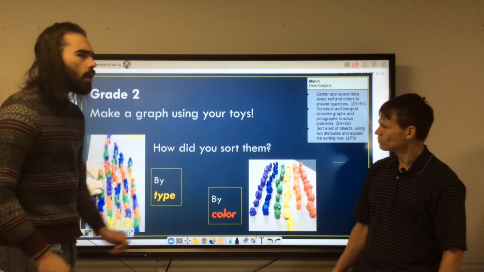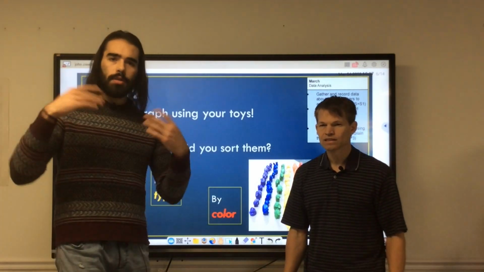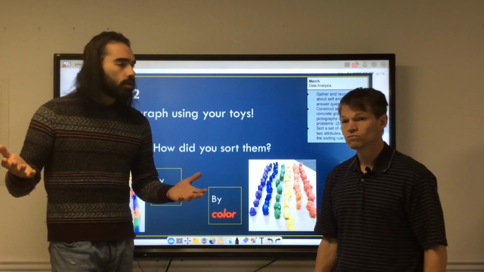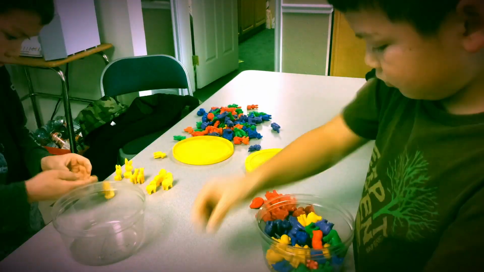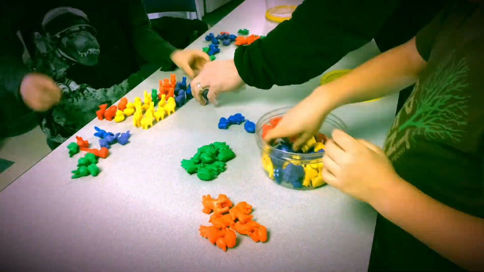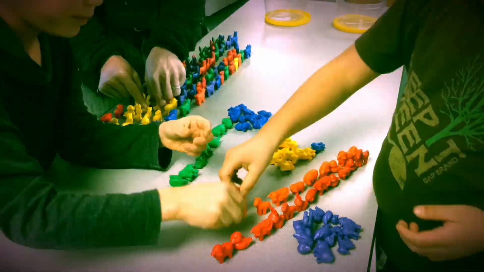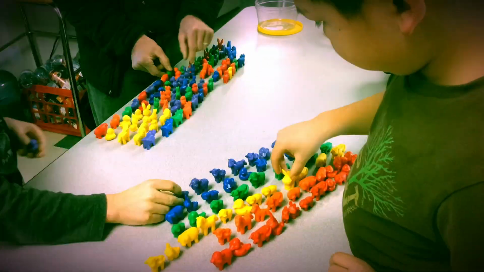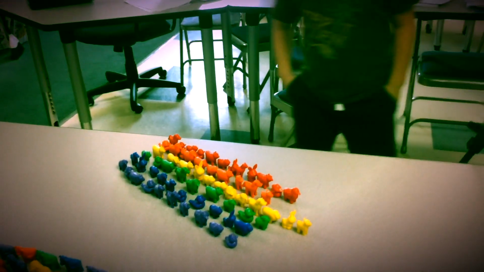Grade twos, your challenge is to make your own graph using the toys that you have at home. We did that here at the school, and it was awesome. One of our students sorted the toys by color. Another one of our students sorted toys by type. Here's Eli, and he sorted all these animals.